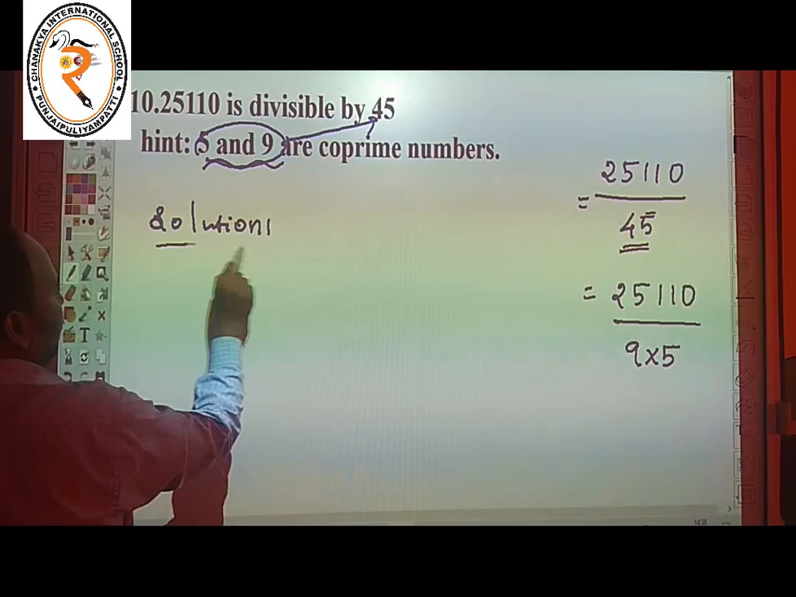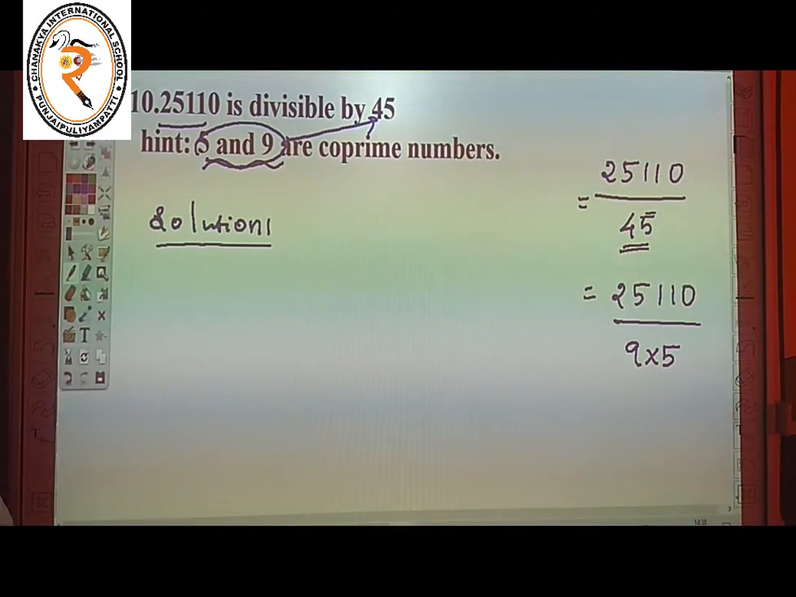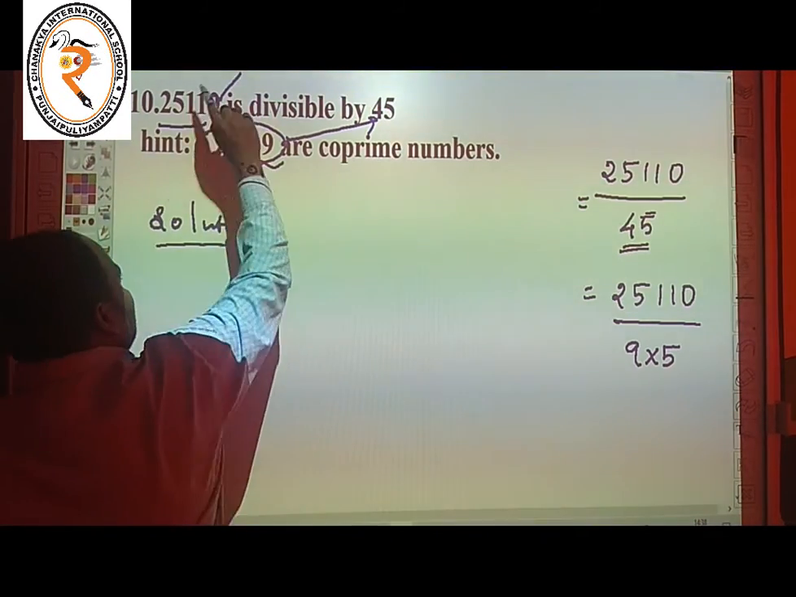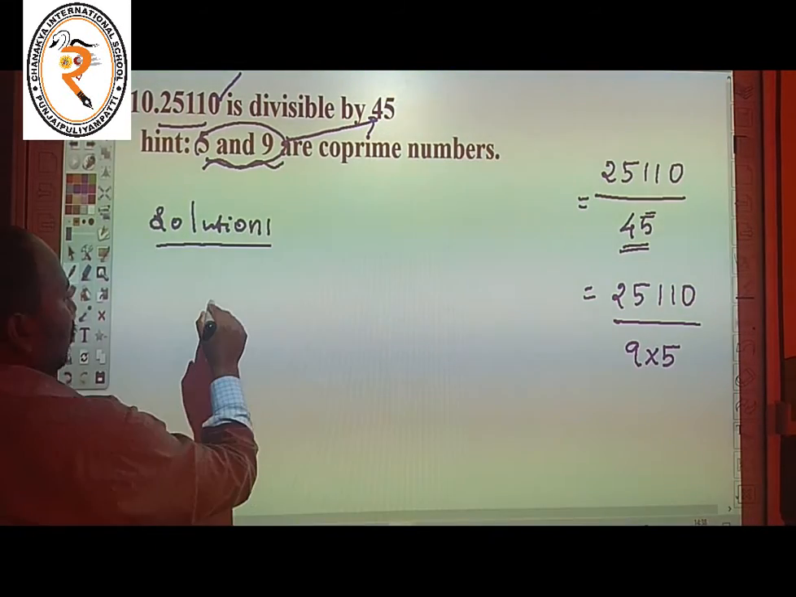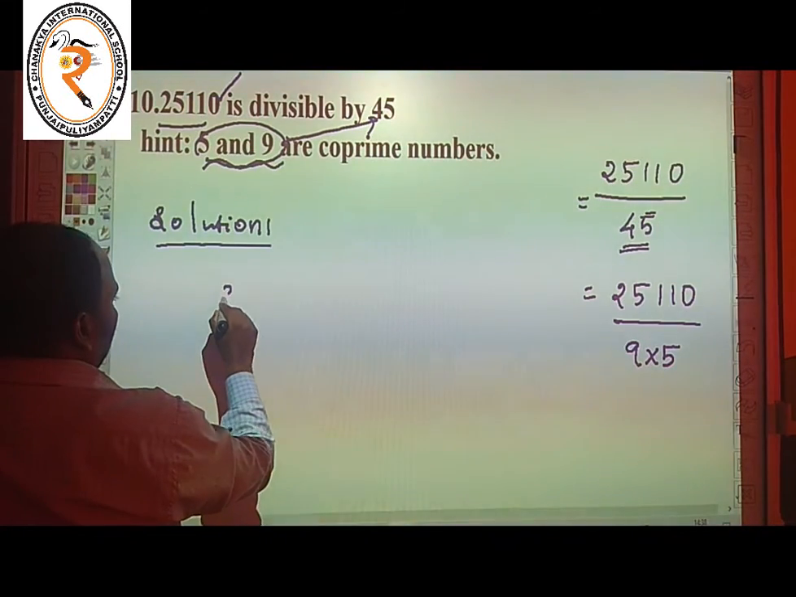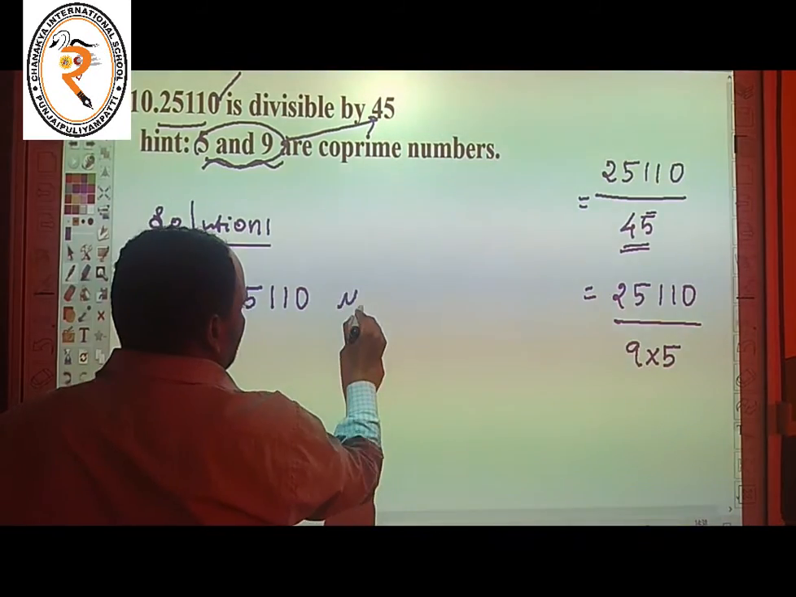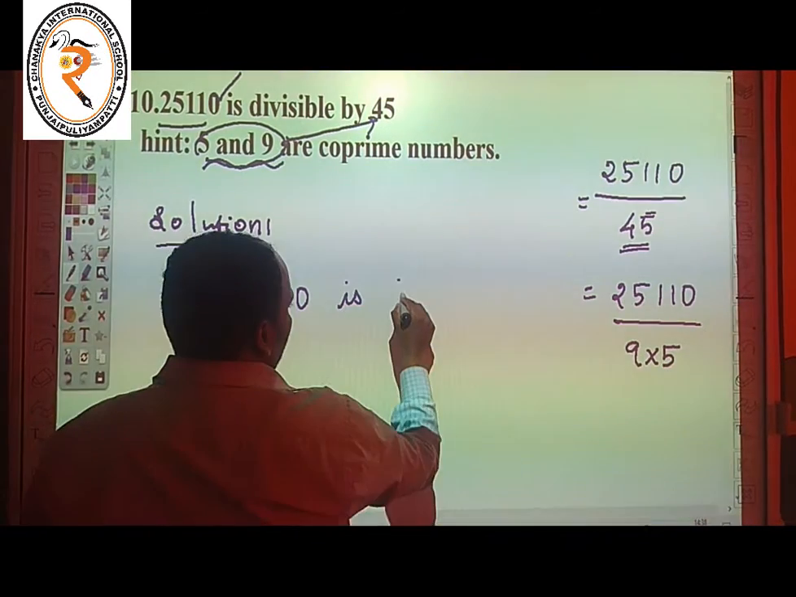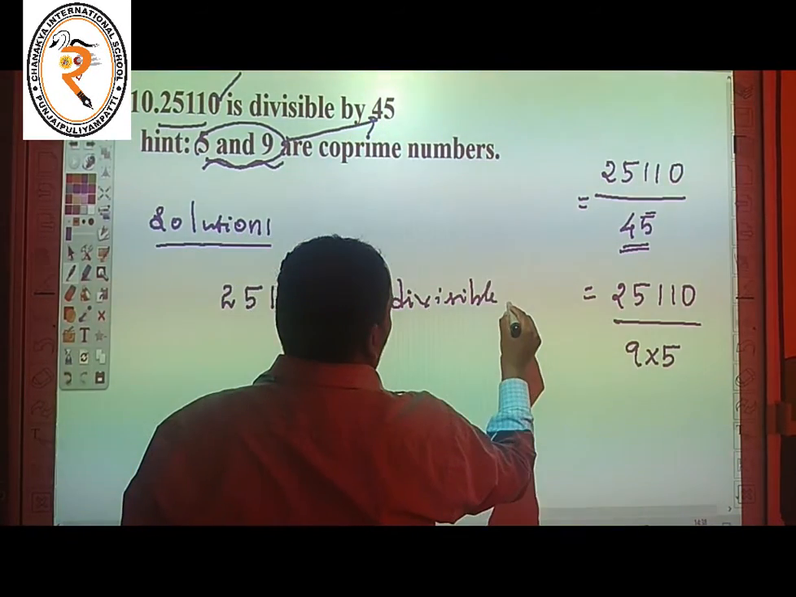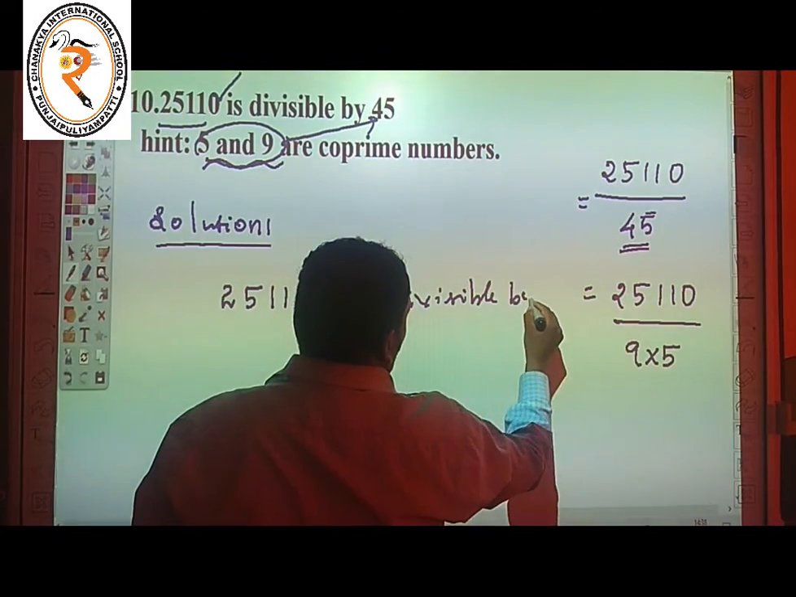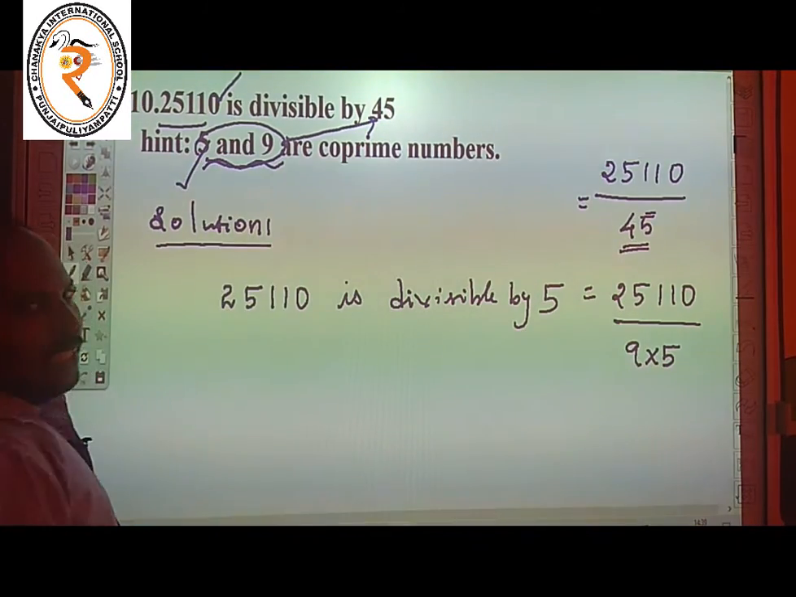Solution. The given number is 25,110. The last digit is 0. So 25,110 is divisible by 5. Next, 9.